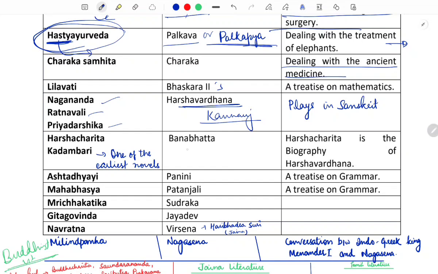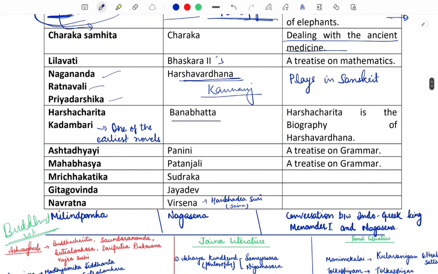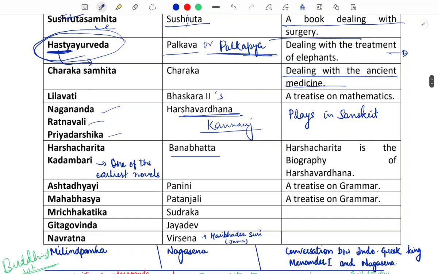And next is Banbhat, and Banbhat wrote Harshcharita and Kadambari. Kadambari was one of the earliest novels written in ancient India, and Harshcharita is the biography of Harshvardhana. So Banbhat was contemporary to Harshvardhana. Many times they ask the question to match people with their contemporary age.